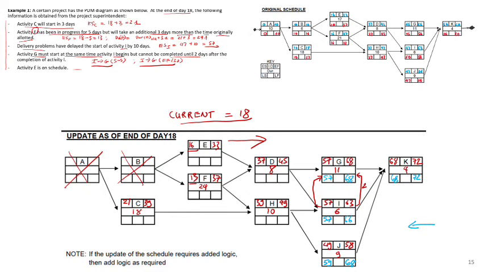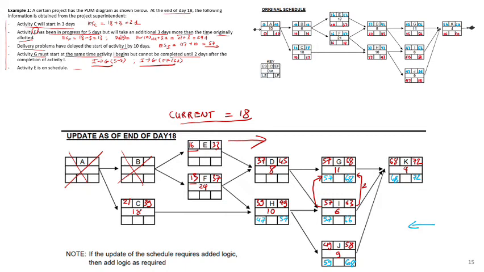Okay, next. Now you can do activity H. If you go from I, you got 57. If you go from J, you got 59. So take smaller one, 57. And then minus 10, you got 47.